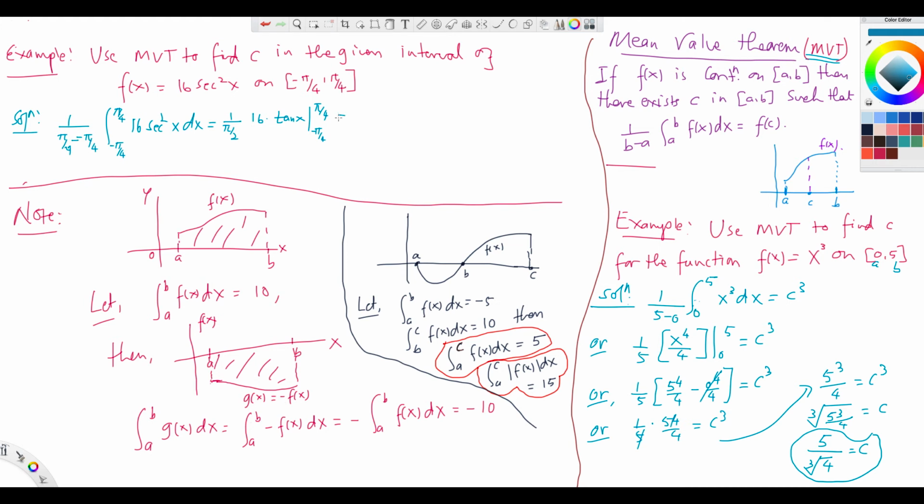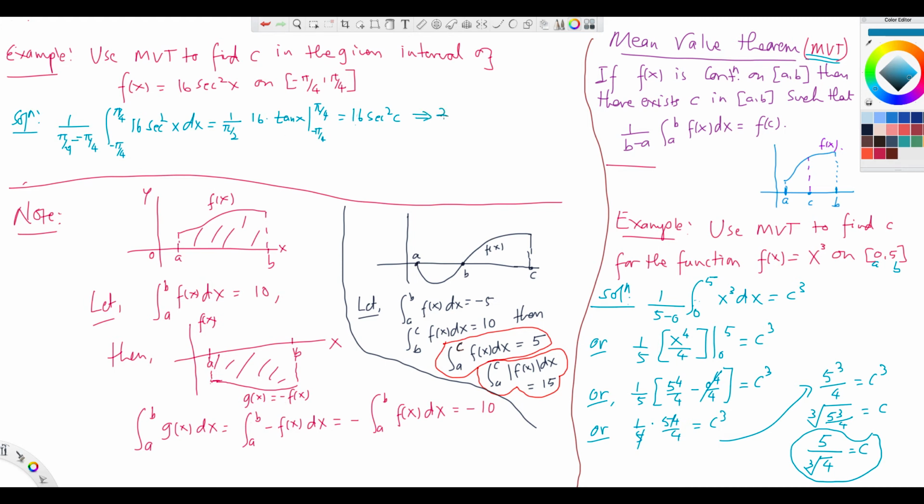But this must be equal to f(c). What is f(c)? Just 16 secant squared c. Because what does the formula say? You find the average height, and then write down equals f(c). f(c) is just replacing x by c there. So what do I get on the left side? It is basically 2 over pi, because this is 1 over the fraction. So it will be like 2 over pi. Let me write that way.